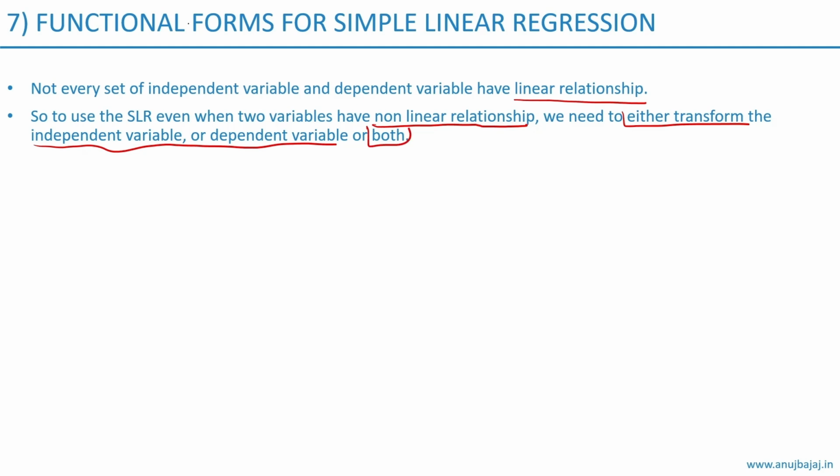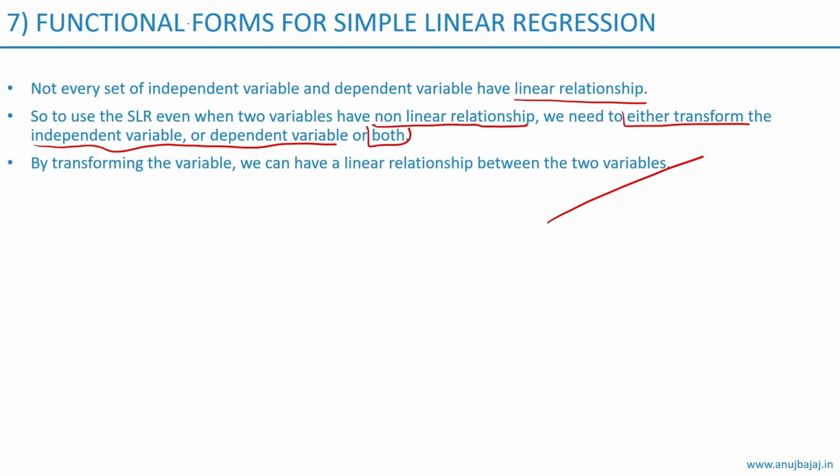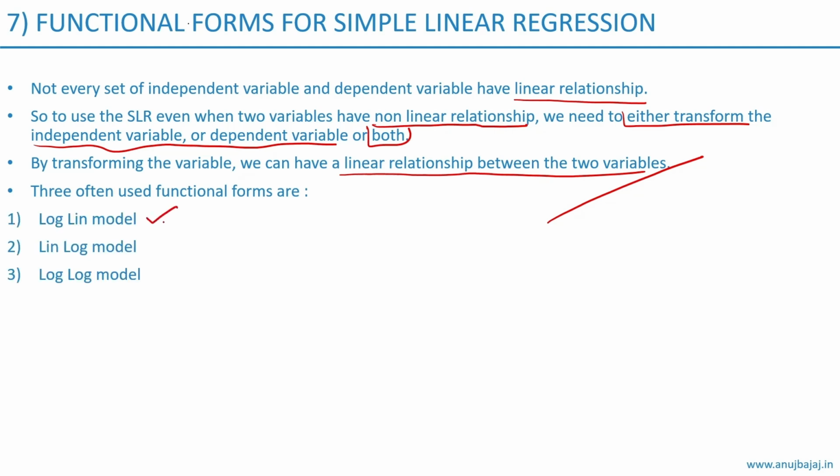And when we plot the transformed variables on a graph, we find that the relationship between the transformed variables is a linear relationship. So, by transforming the variables, we have a linear relationship between the two transformed variables. The three most used functional forms are the log-lin model, the lin-log model, and the log-log model. Over the next few slides, we will be looking at each of these forms in much more detail.